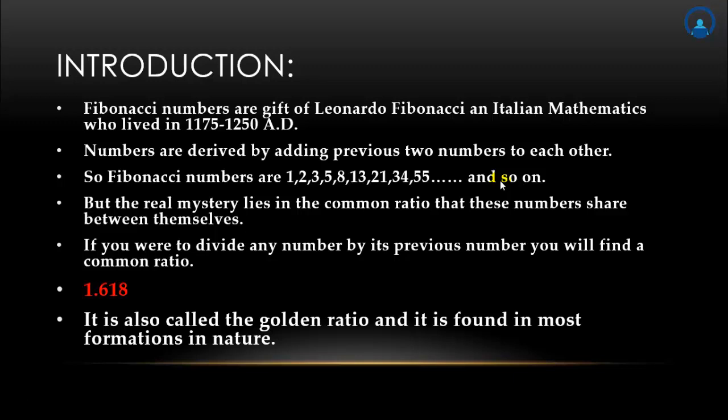But the real mystery lies in the common ratio that these numbers share between themselves. If you were to divide any number by its previous number, you will find a common ratio. Let's say if you were to divide 55 by 34, you will get a ratio that is roughly close to 1.618. 1.618 is also known as the golden ratio, and it is found in many formations of nature. If you want to study more about this golden ratio and its inverse ratio, that is 0.618, you can find a lot of material on Fibonacci numbers on the internet, but for now all we have to remember is 1.618, 0.618, and different percentage ratios that are derived out of these ratios.